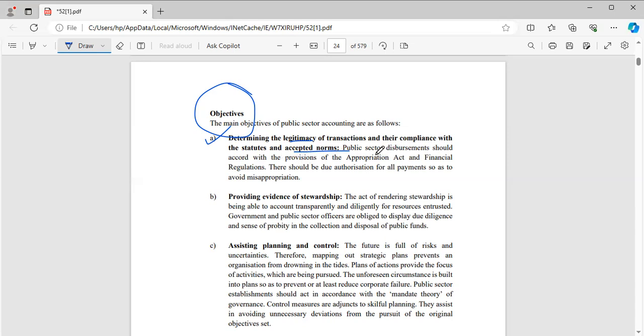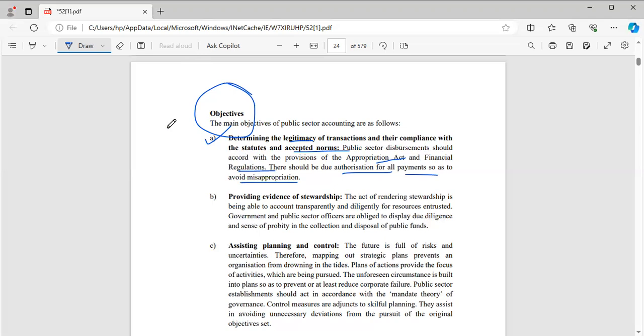Now listen, public sector disbursement should accord with the provisions of the Appropriation Act and financial regulations. There should be due authorization of all payments so as to avoid misappropriation. It's as simple as this. Now, I do not advise my students to cram whatever is here and give it to ICAN. You don't need to cram. All you need to do is understand what it is saying, then you can put that in your own words. It's as simple as that.